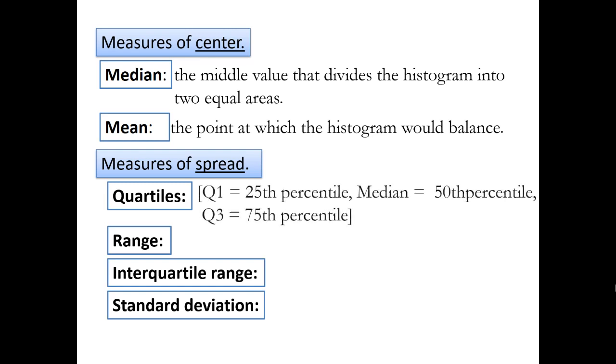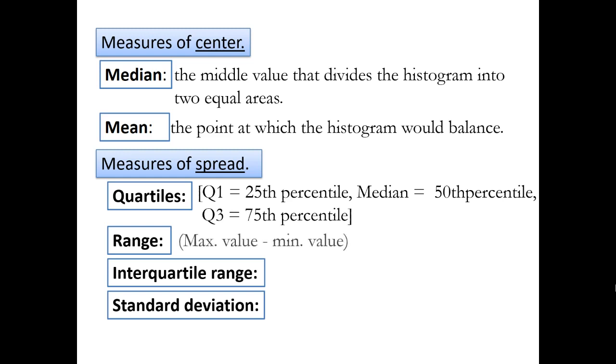Now our quartiles, we have Q1, which is the 25th percentile. So at Q1, 25% of the data has that value or less. The median, sometimes called Q2, is the 50th percentile. It's the middle value. Half the data is going to be above it, half the data will be below it. We also have Q3, which will be the 75th percentile. So our quartiles are positions, and they tell us how much things are spread out.